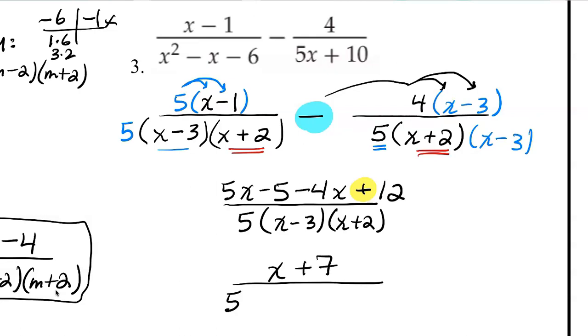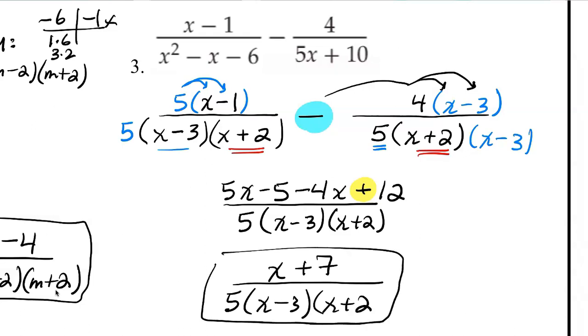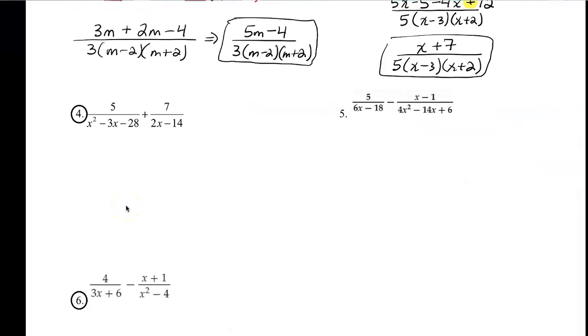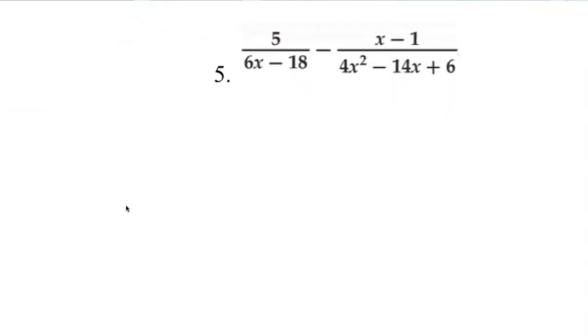In the denominator, we have that common denominator, like so. And the x plus 7 can't divide at all. It's stuck as x plus 7. It doesn't match either of the factors in the denominator. So that's our answer. I'd like you to try number 4, and you're going to have number 6 as well. If you'd like to pause the video and try those now, that'd be excellent. But let's look at number 5 for one more practice.